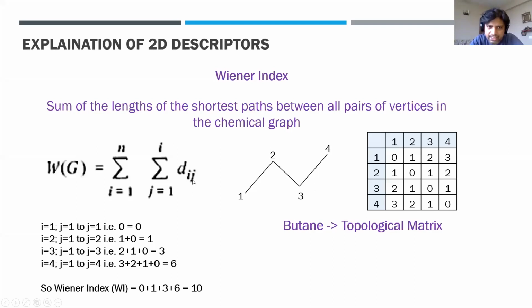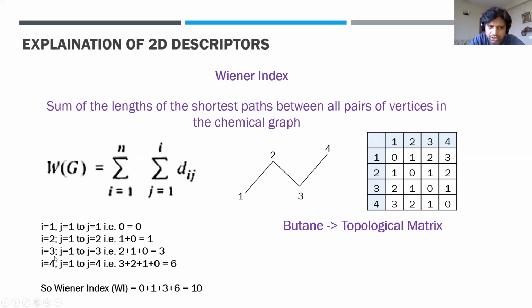So dij is a distance between the ith atom and the jth atom. If you apply this, it is very simple. Let me just tell you for one atom, and then you can of course calculate for other atoms also. Let's say I want to calculate for atom number 3. So my i, in this case, would be 3, and j would go from 1 to 3, and every time we go from 1 to 3, we will take the number dij from this matrix.